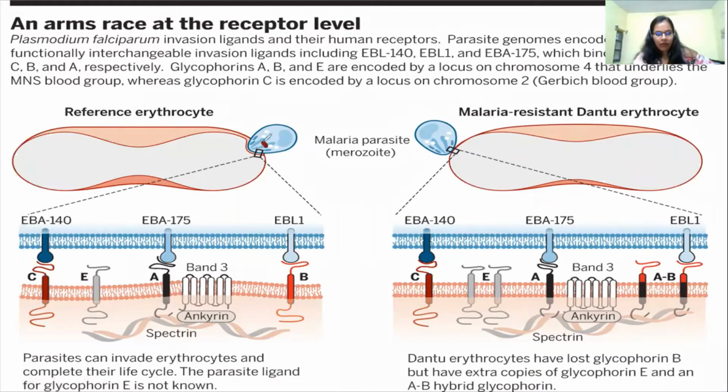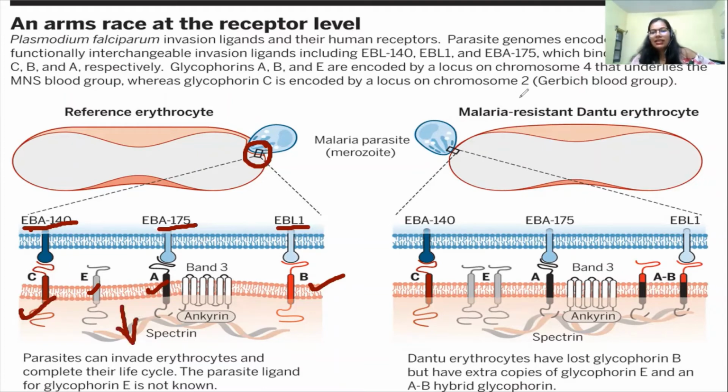Now, if you see what kind of interaction is taking place, it is the EBA 140, 175 and EBL1. Now, they interact with glycophorin C, E, A and B. So, this is what you have to remember: EBL1 with B, 175 with A and EBA 140 with C. Okay. Now, when this interaction happens, the person gets malaria.